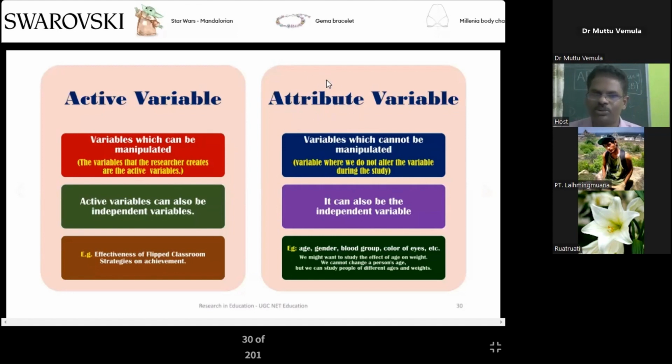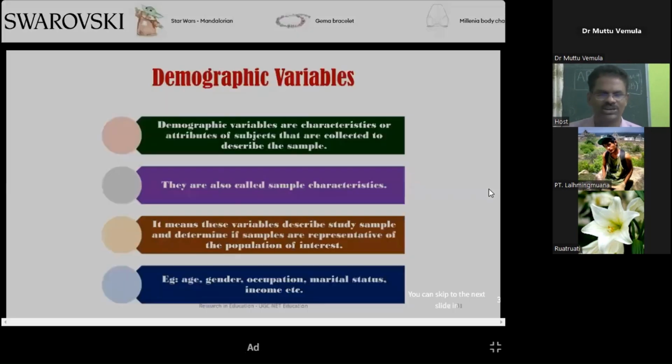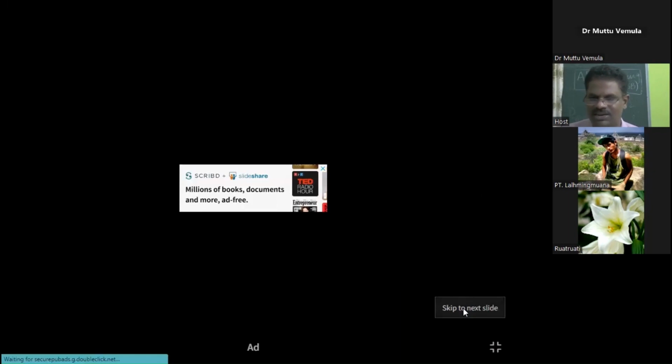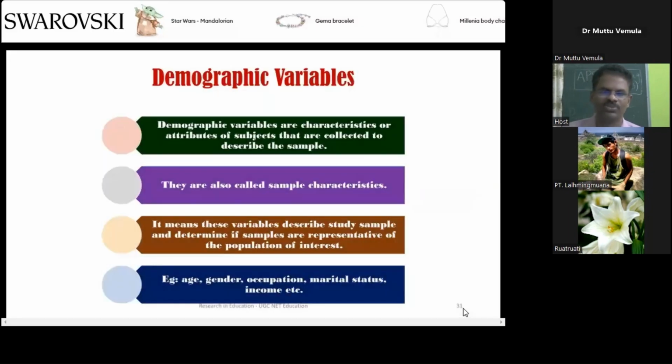So attribute variables are those which we don't manipulate or don't change. That is the important point. Variables which cannot be manipulated are attribute variables. On the other hand, variables which can be manipulated are active variables. Just for your information, if you get it, it is good. If you don't get it, still okay. Not a big deal here. Okay. All right. Let's move on to the next, demographic variables.